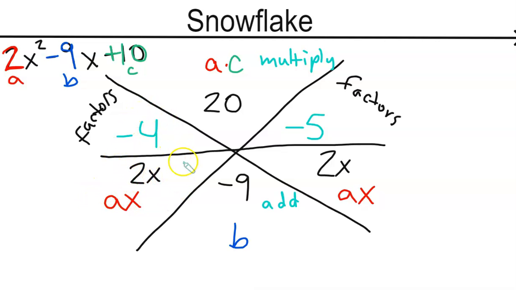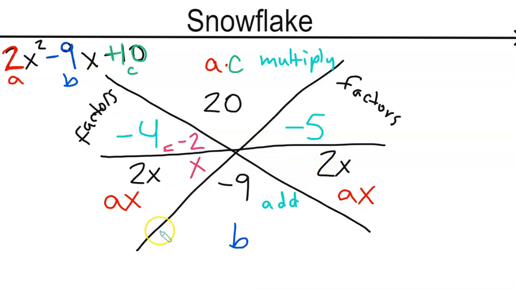Okay, so we've created two fractions, right? We've got negative 4 over 2x, negative 5 over 2x. What we need to do is reduce these fractions. So negative 4 over 2 can reduce, and it will become, let's do pink, negative 2 over 1x, or you can just write x. Negative 5 over 2, that does not reduce, so you keep it as is.